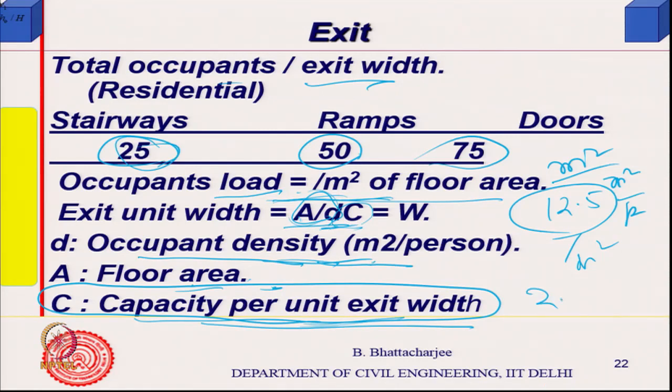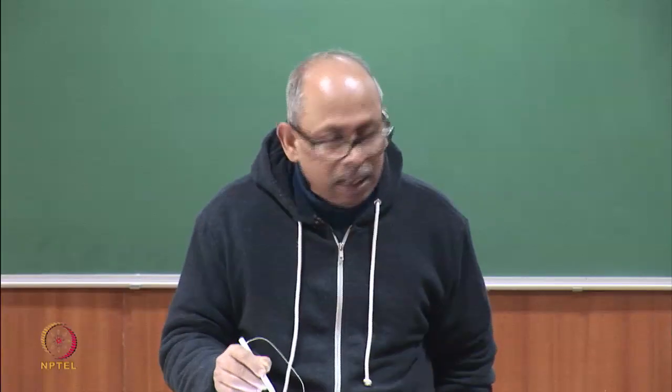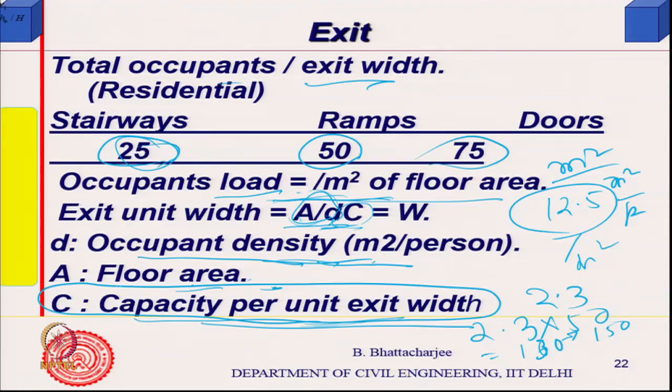Supposing you get 2.3 exit widths, hypothetically. Then 2.3 into 50 centimeter makes 115, which means you will actually provide 125, since you cannot provide anything other than a multiple of 25 at least. Is this idea clear?